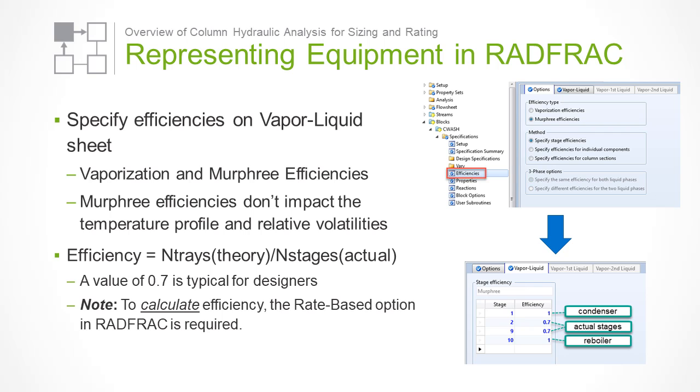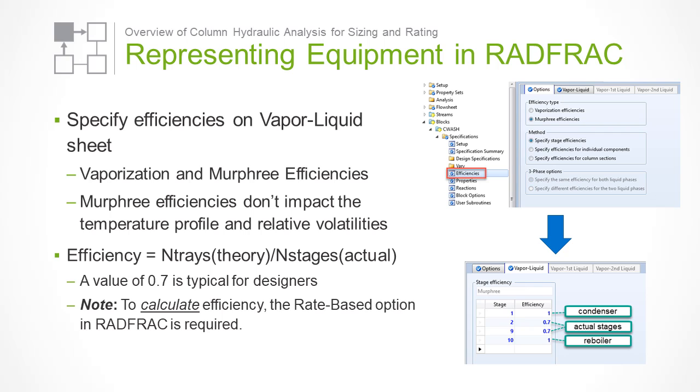Two efficiencies are available in Aspen Plus: vaporization efficiencies and Murphy efficiencies. When converting from theoretical trays to actual stages, Murphy efficiencies are preferred since vaporization efficiencies may impact the temperature profile and thus alter relative volatilities. Unspecified stages and efficiencies are interpolated from specified values. To rigorously calculate efficiency, the rate-based option in RadFrac is required. Otherwise, efficiencies are specified by users.